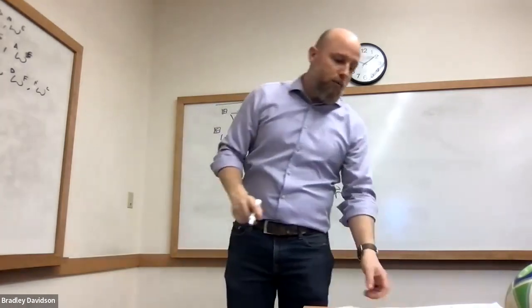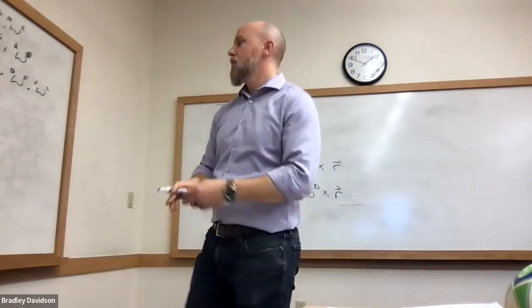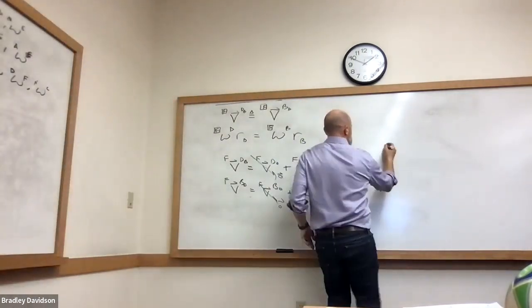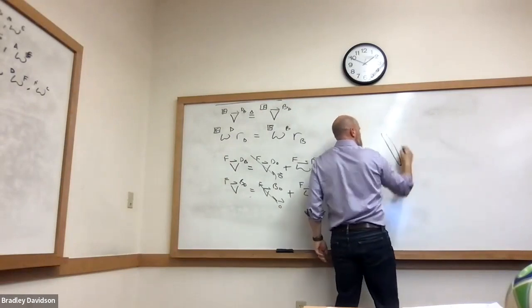For our omega cross R, what's happening here? We're looking at F. I'm holding F constant. With F being constant, what's the direction of it? I want F constant and I want to separate those gears. All right, so let's make this big now. F is constant.